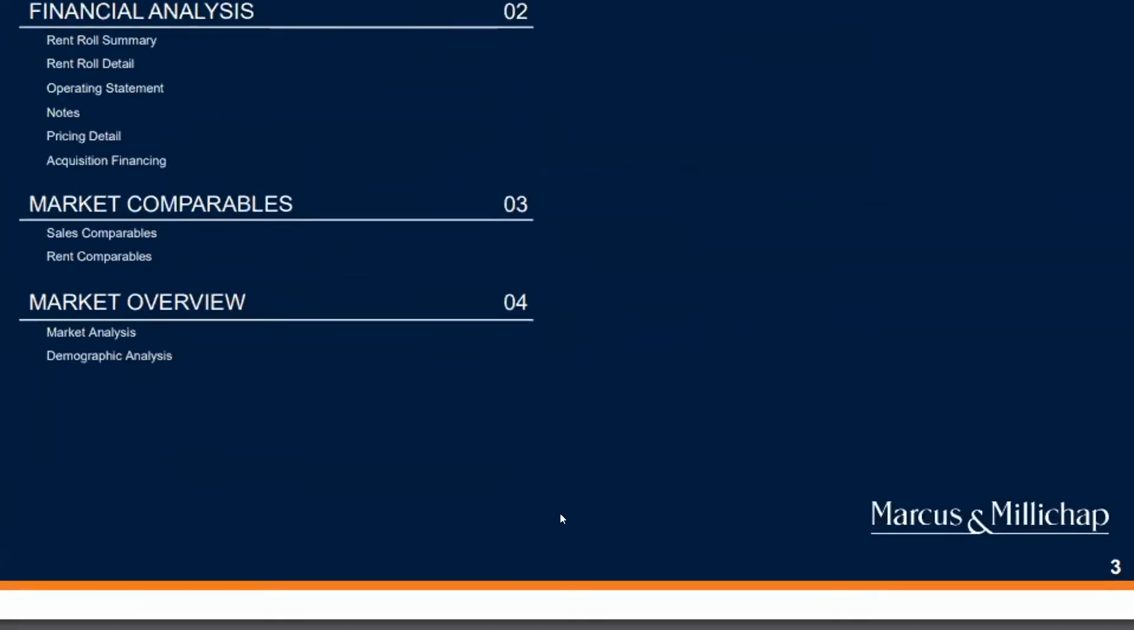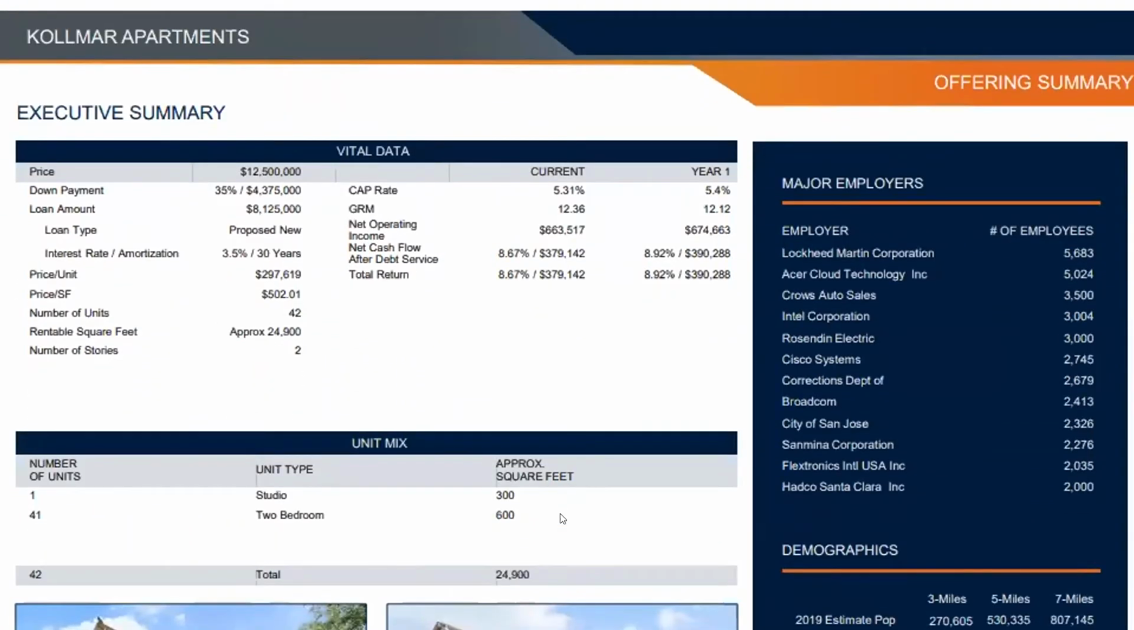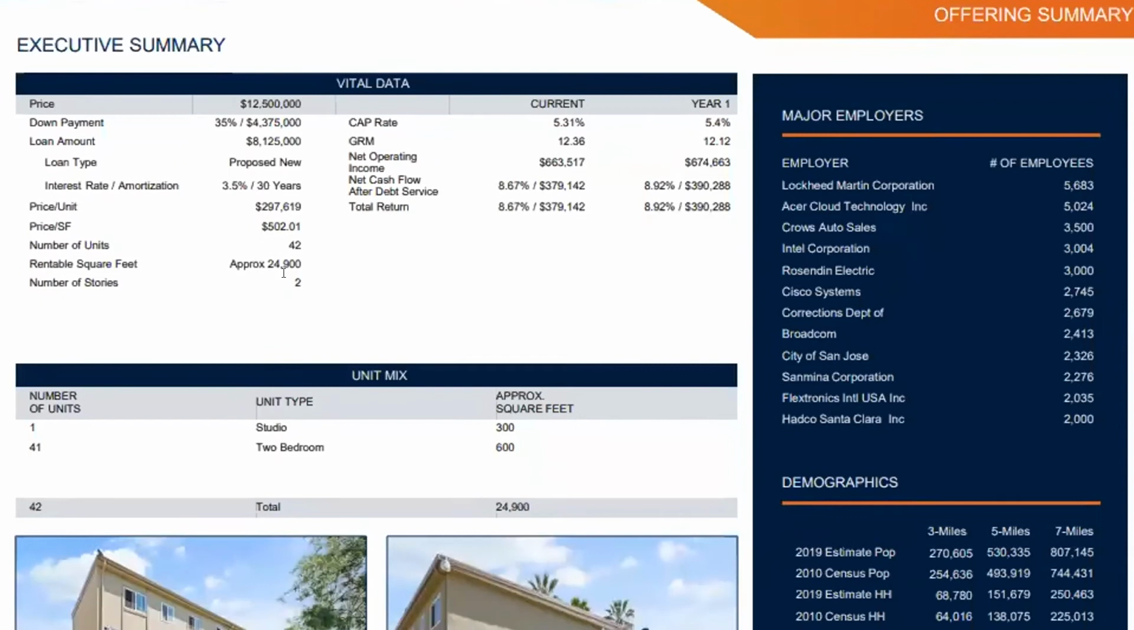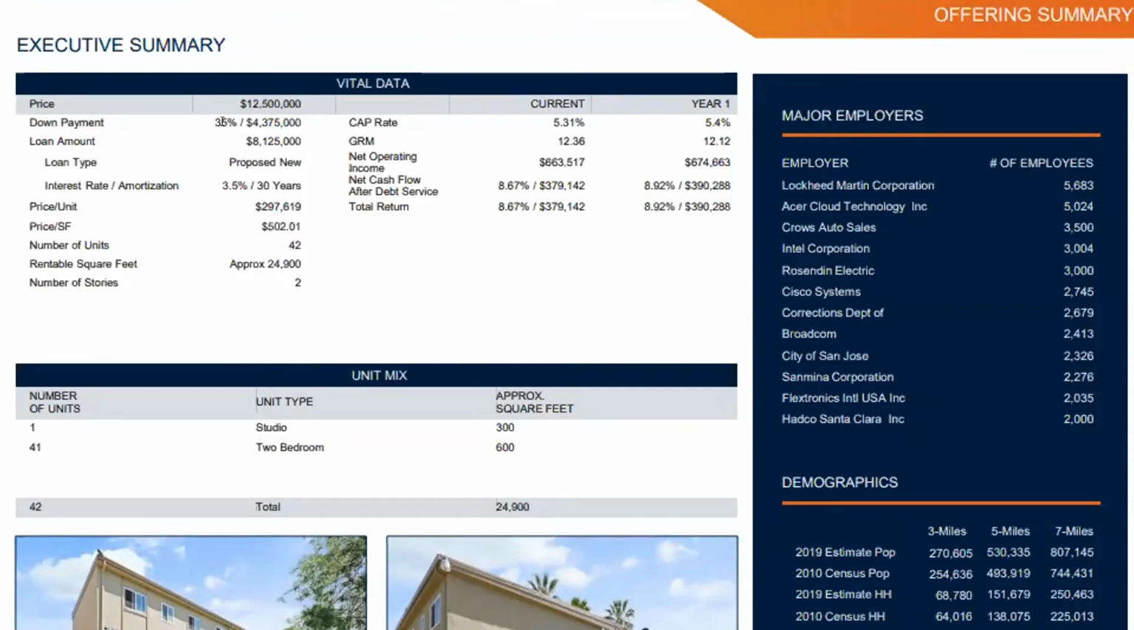There's a lot of pretty stuff in here, a lot of pretty pictures, but we want to go into the nitty gritty. So here's a quick summary of the property. It's 42 units. You see here, it's 12.5 million. What they're saying is a 35% down payment would be a 65% loan. That's typical. They're running their loan at 3.5%, which is what we're going to use. They are quoting a 5.31% cap rate and a 663 net operating income.